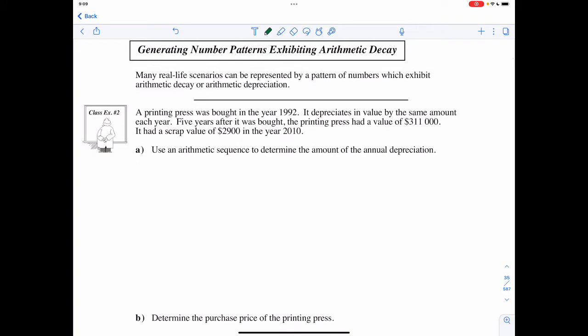We can also see that many real-life scenarios can be represented by a pattern of numbers which exhibits arithmetic decay or arithmetic depreciation. A printing press was bought in the year 1992. It depreciates in value by the same amount each year. That'd be our D value.